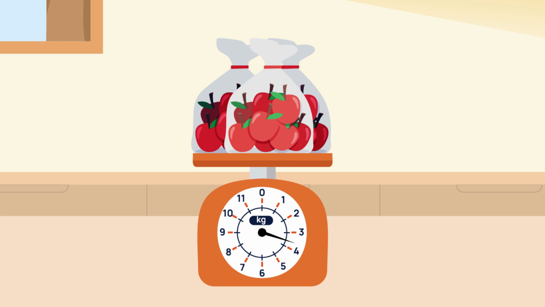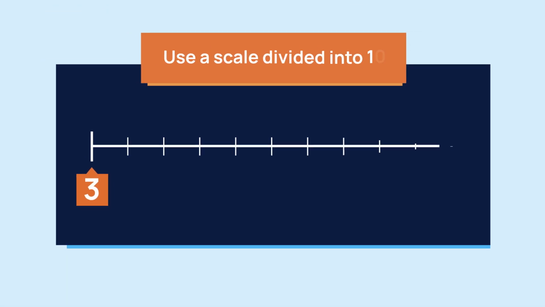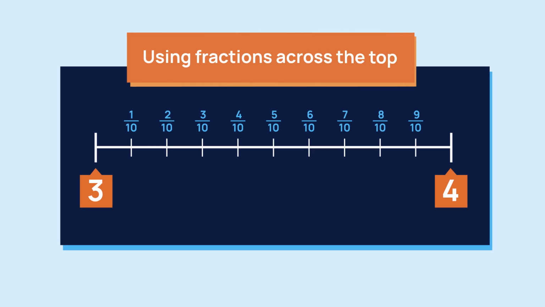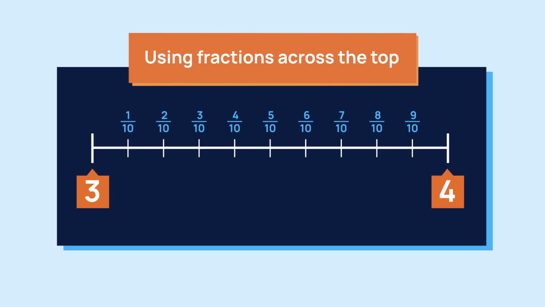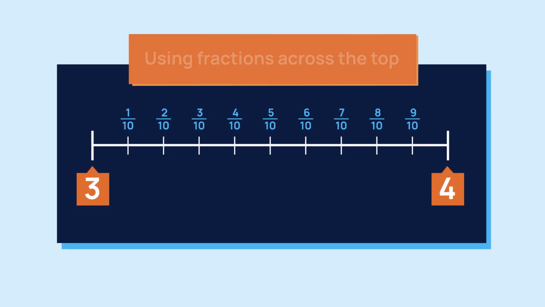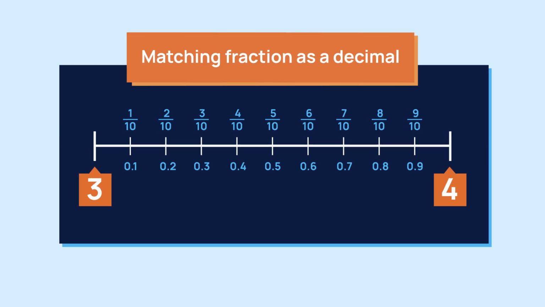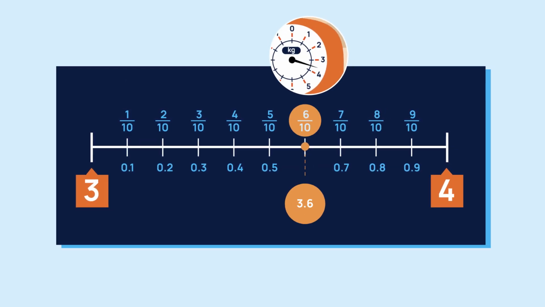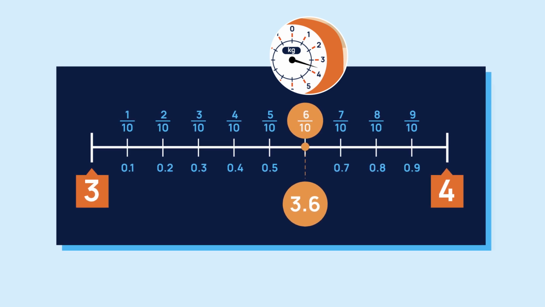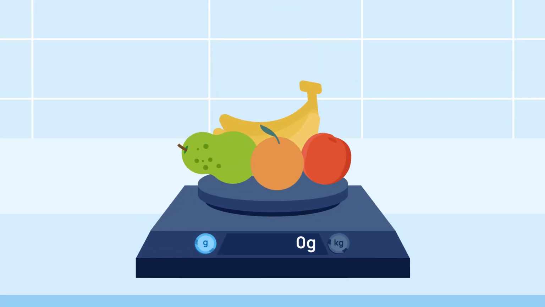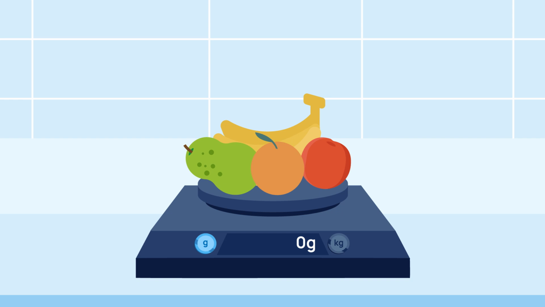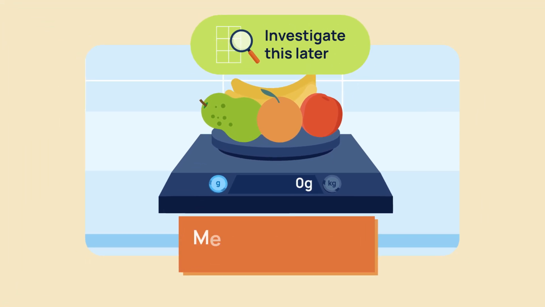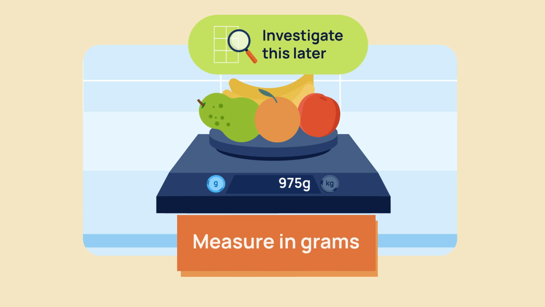To be more precise, we can use a scale divided into 10, using decimal fractions 1/10, 2/10, 3/10 across the top, and the matching fraction as a decimal along the bottom. So the mass of the apples is 3 6/10 of a kilogram. Later, try using kitchen scales to measure some fruit. Estimate first, then measure in grams.